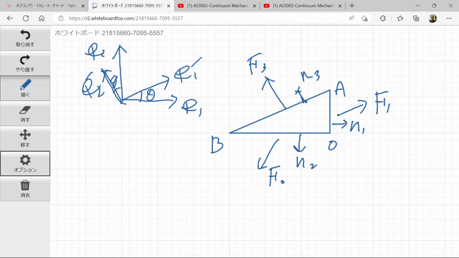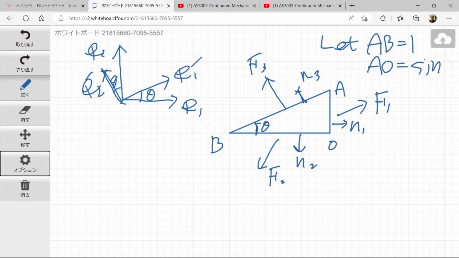So now we have lengths. We let AB be 1. So AO, what is this? This is a theta, right? This is a theta. So AO is sine theta. Then OB is cosine theta. This is the length.